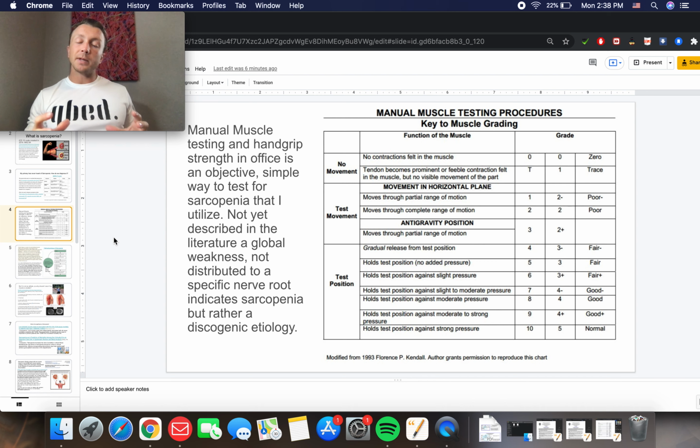Now, sometimes this can be a neurological problem, a herniated disc causing a nerve impingement innervating the muscle groups. There are specific myotomes and dermatomes that can be tested. Now, someone with sarcopenia will have global weakness. It won't be isolated to a specific myotome and dermatome. So it's important to understand these nerve roots and where they innervate.